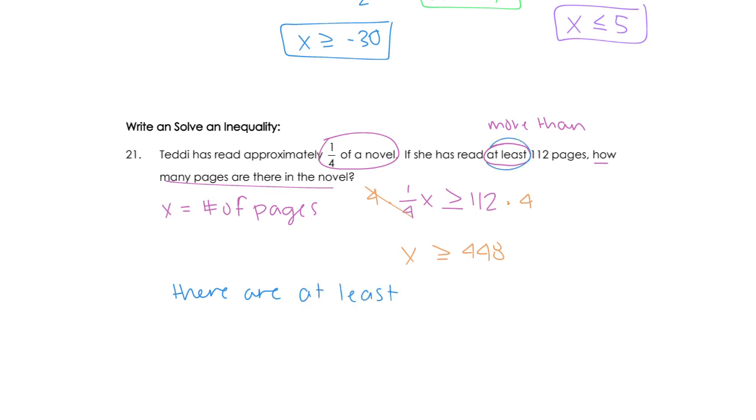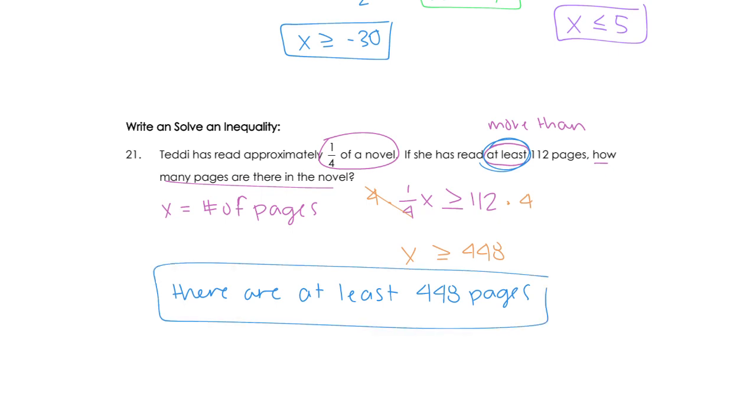and I just stole that from the actual wording right here, but don't forget, you could say there are greater than or equal to 448. It doesn't necessarily make the most sense to say it that way, but it would work. There are at least, though, works perfectly here, 448 pages. And you could put in the novel, but I would be okay if you left it just like this. And that is it for these notes.